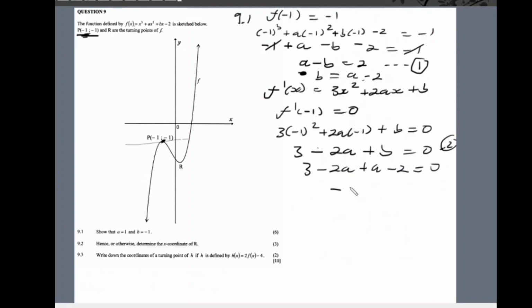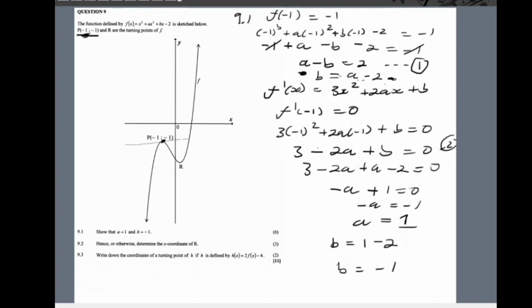So I'll have minus a plus 1 is equal to 0. So I'll have minus a is equal to minus 1, meaning a is equal to 1, right? And then if I substitute a equals 1 in this equation here, I'll get b is equal to 1 minus 2, right? Because b is equal to a minus 2, and we know the value of a to be 1, so b will be equal to 1 minus 2, and then b is equal to minus 1, right? So yeah, that's how you do it.